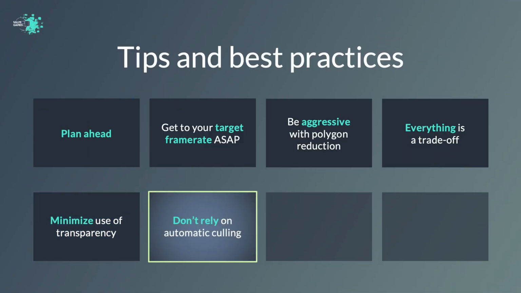Don't rely on automatic culling. Overdraw can have a big performance impact. Don't simply count on your engine to hide areas that shouldn't be shown. It still has overhead costs. I encourage you to aggressively deactivate areas that shouldn't be visible to players.